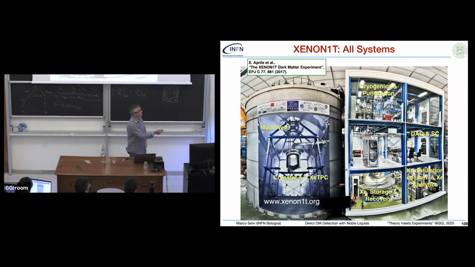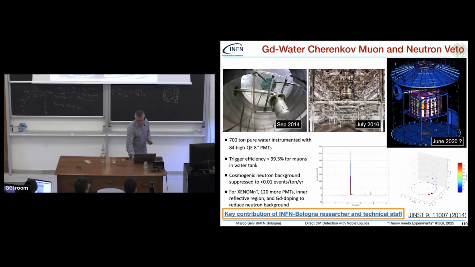Outside of the cryostat, there is the muon veto. So the water is not used just as passive shielding, but also to detect muons. These are the details of the veto, but we will come back to this in a while, also with the addition of gadolinium to the water to improve, in particular, the neutron capture efficiency.